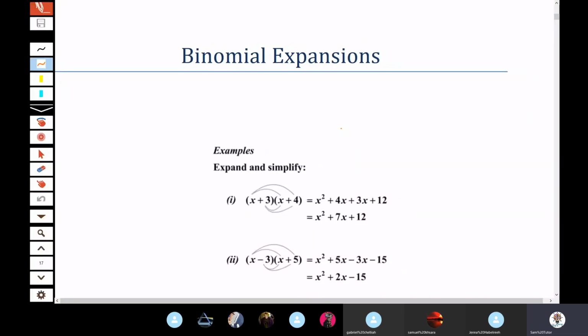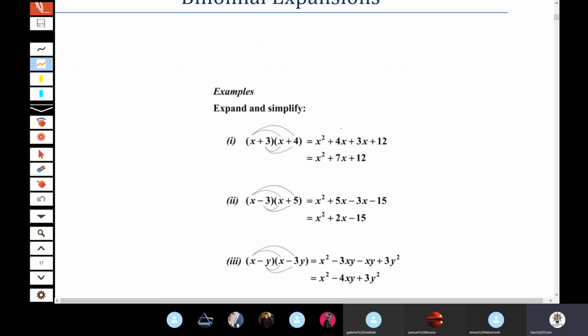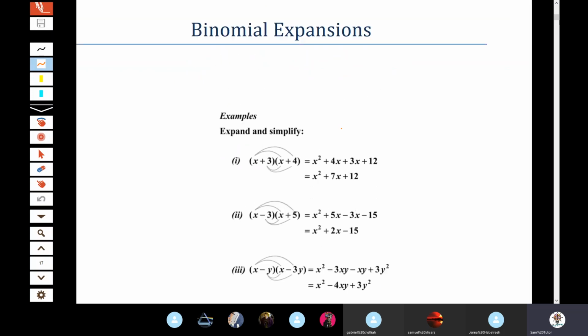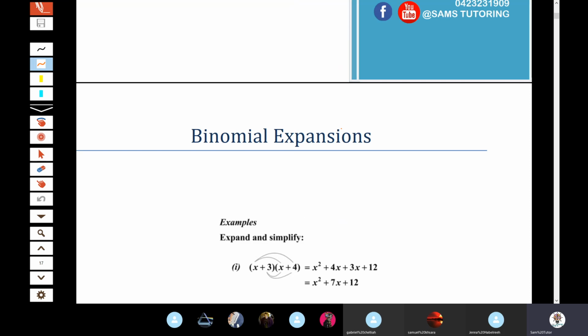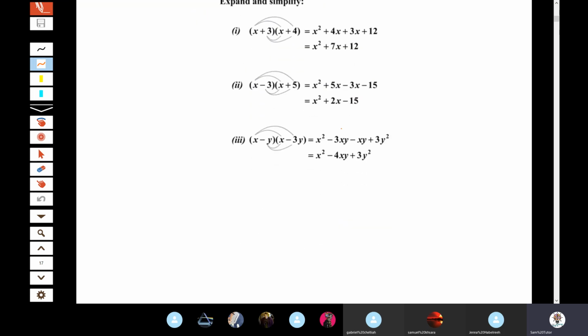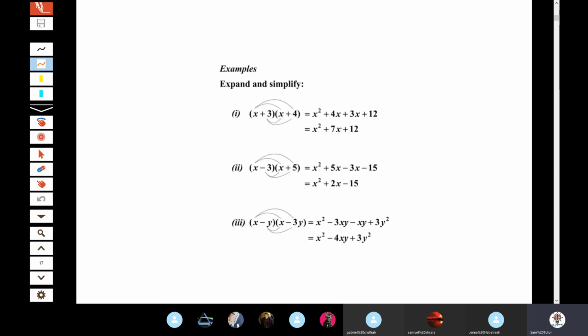All right, let's get to it. So, expand. First, for most of today, we're going to be expanding, and then next week we'll be factorizing, unless we're really good at this. So, expand and simplify. Pretty straightforward.